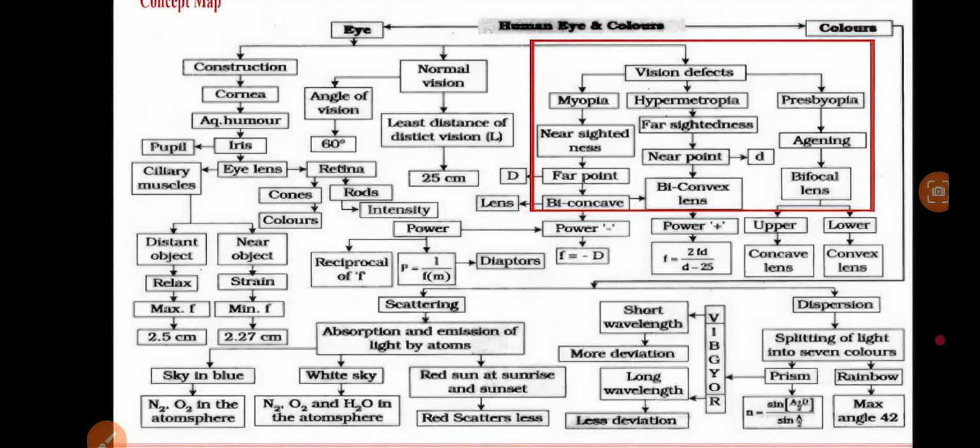And for hypermetropia, farsightedness, the near point is greater than 25 centimeters, and it can be corrected by using a biconvex lens. And presbyopia comes due to aging, due to the weakening of the ciliary muscles. We can correct presbyopia by using bifocal lenses.